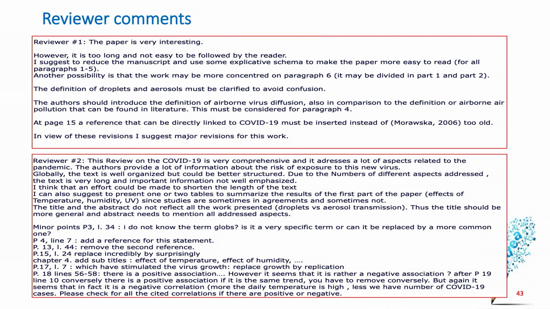I just want to show you, one of the reviewers is the editor-in-chief, and he was very happy with what I got. But the other reviewer says, the paper is very interesting. However, it is too long and not easy to be followed by the reader. This is a mentality of an Asian. When I write, I don't like to cut it. I always try to keep it as much as possible.